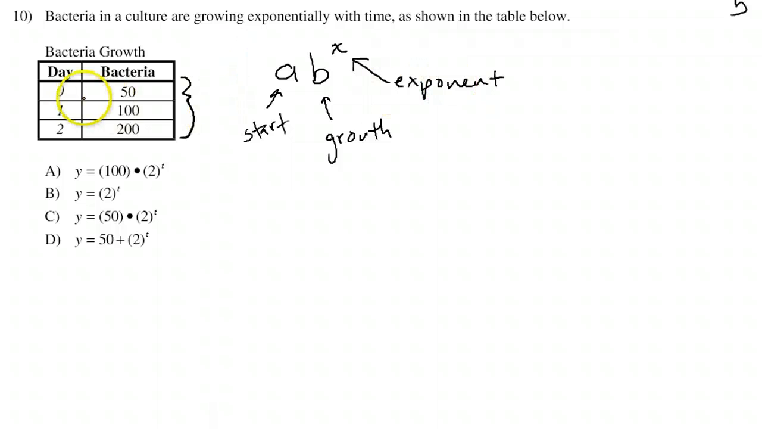So looking at this table, well, we know what we start with. At day 0, the very beginning, we start with 50. So the first number is just 50. And then we look at what are we multiplying by over and over again. It looks like 50 times 2 is 100. Times 2 is 200. So it looks like we're multiplying by 2. And then t is the time, or how many times we do it is how many days we go by. So which answer is that? Oh, that's just C.